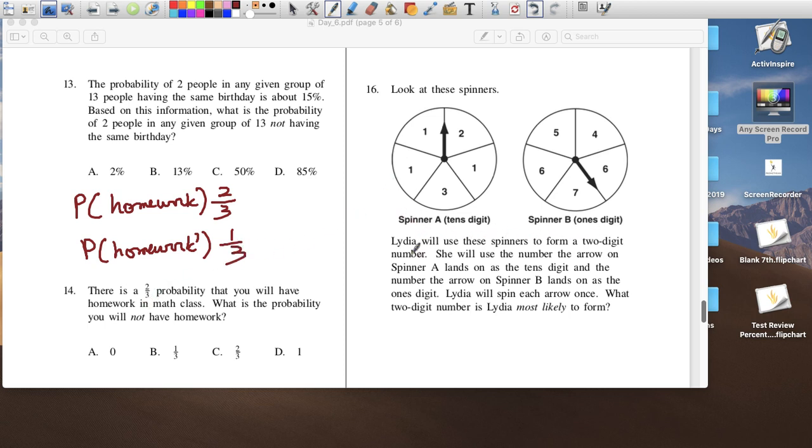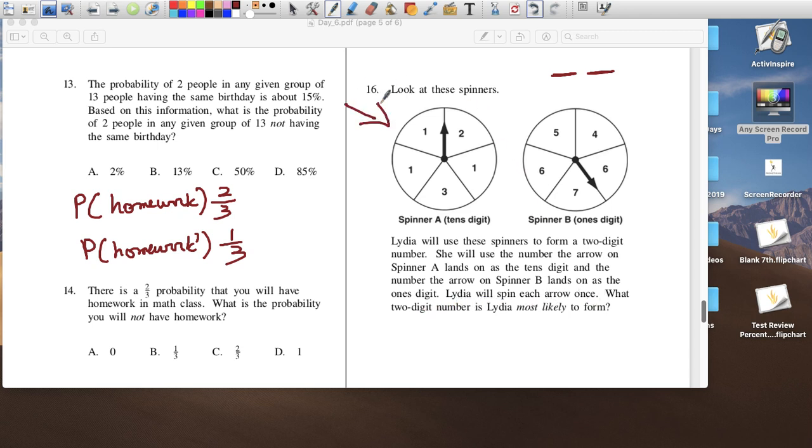Linda will use the spinners to form a 2-digit number. She will use the number the arrow on spinner A lands on as the 10s digit. So you're looking for 2 numbers, right? And she's going to use the number the arrow on spinner B lands on as the 1s digit. Linda will spin each arrow once. What two-digit number is most likely to form?